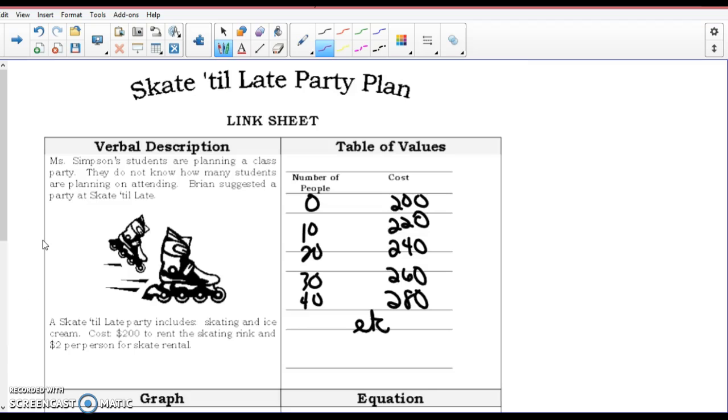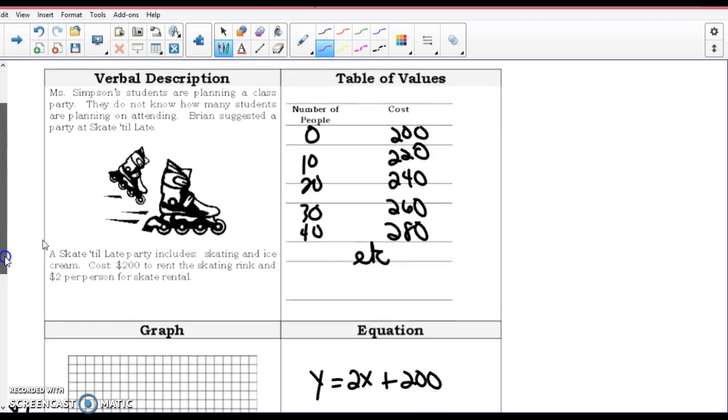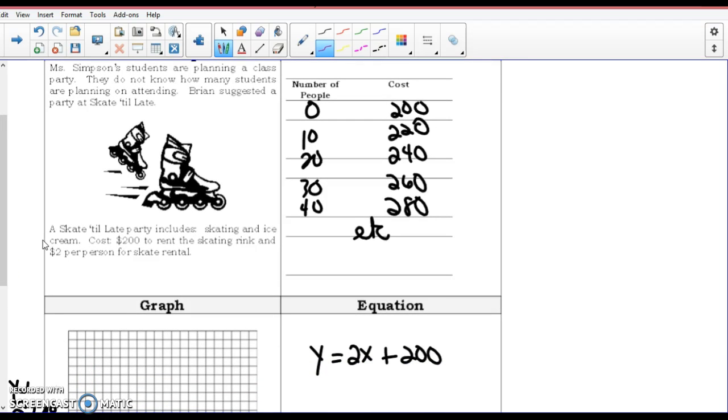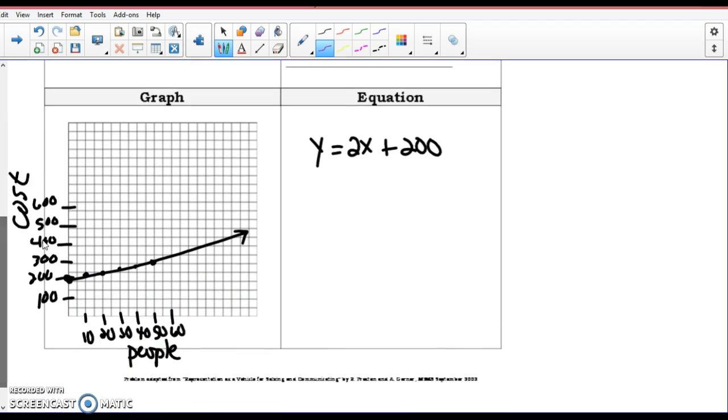Then, the Skate Till Late party plan. It costs $200 to rent and $2 per person. So, 0 people is $200, 10 people is $220, etc. And the equation is y equals 2x plus 200. When I graph that, that's what it looks like.